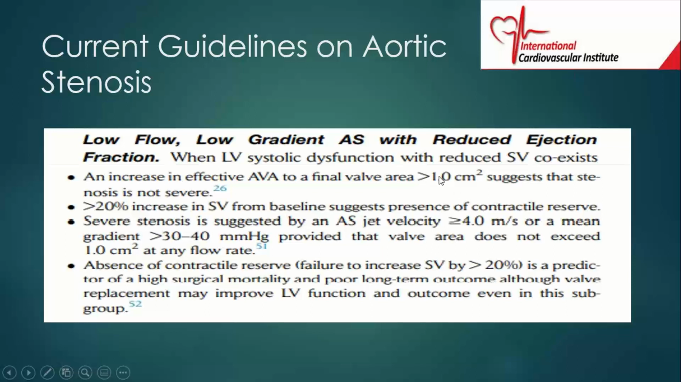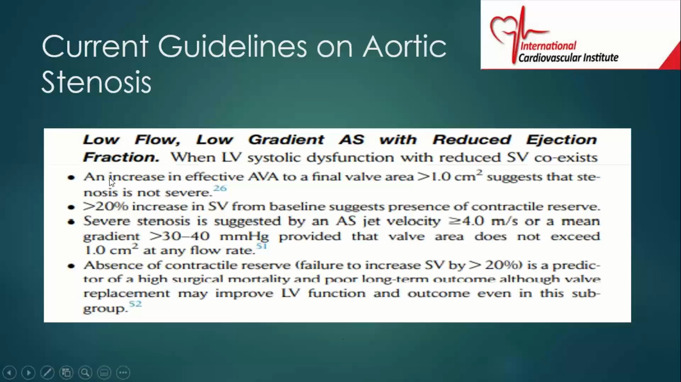Okay. So again, if you give your dobutamine and the valve area increases to more than 1 centimeter squared, because now you're increasing the contractility, the increased pressure and force in the ventricle can now open the valve, and when you do your calculation, it's more than 1 centimeter squared. The patient did not have severe aortic stenosis. Okay, you want to see an increase in the stroke volume by more than 20% to tell you that the patient has a good contractile reserve.